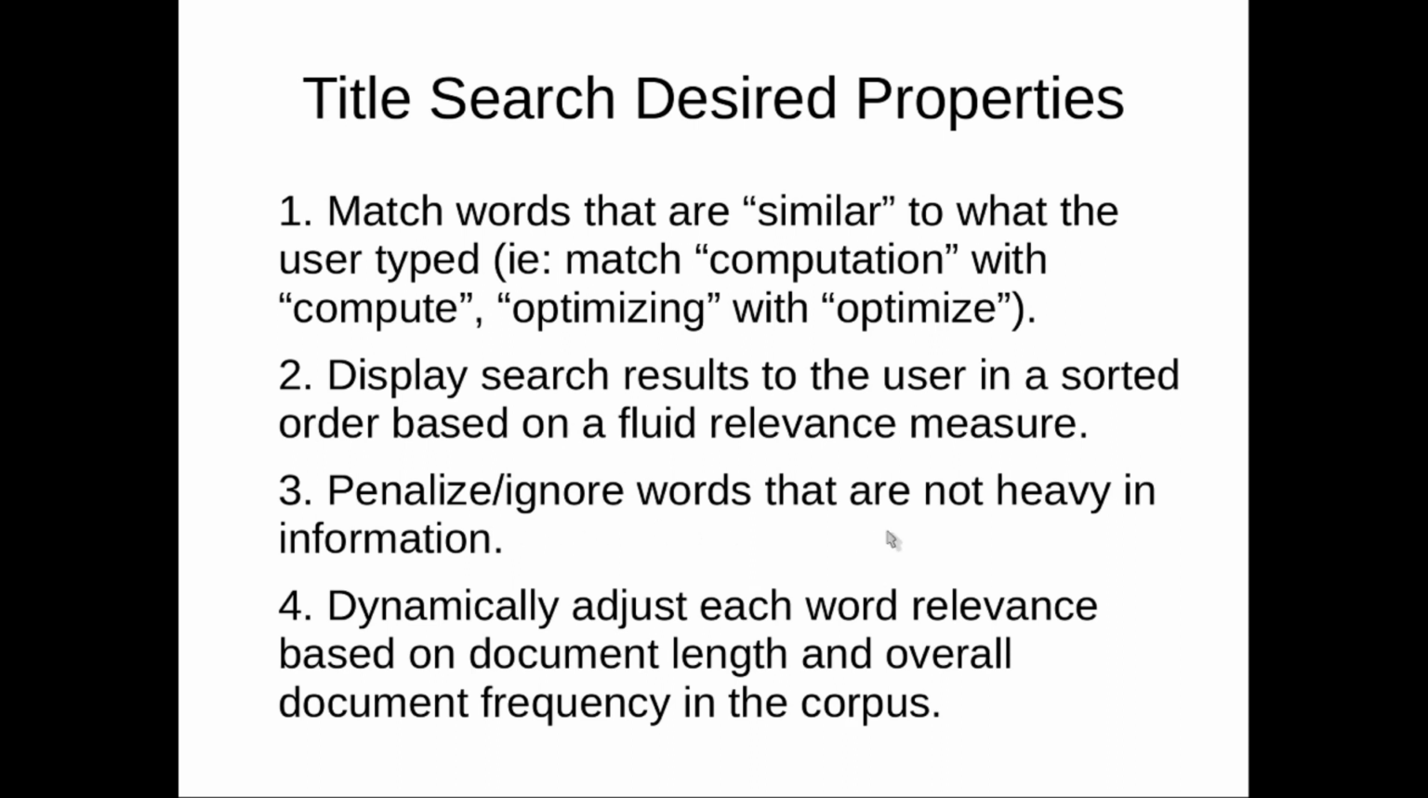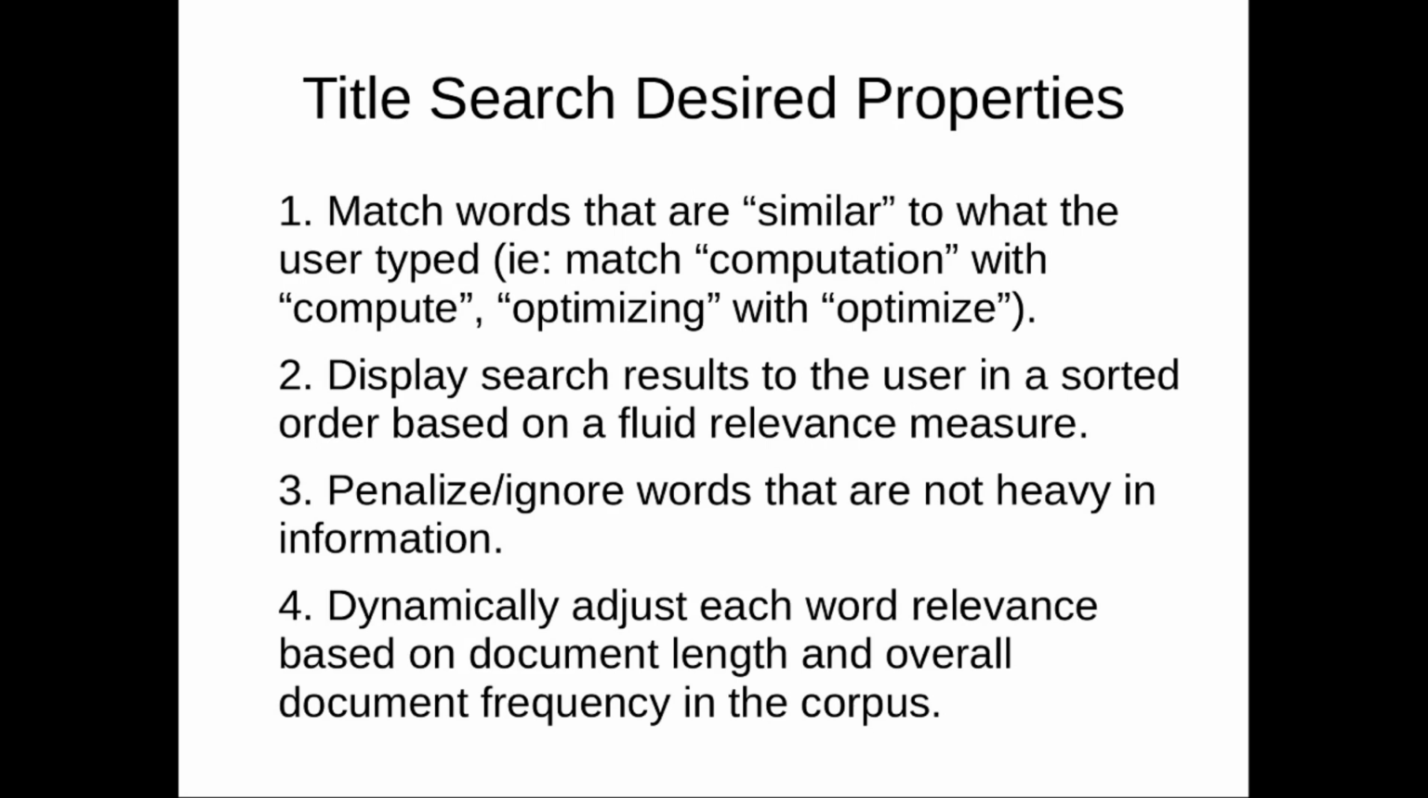And then we want to penalize and ignore words that are really useless. For example, like the, like I. These are words that are not useful, so you can pretty much just ignore them. This is called stop word removal. And finally, you should adjust each word's weight based on the document length and the overall document frequency of this word in the corpus. So what do I mean by this?